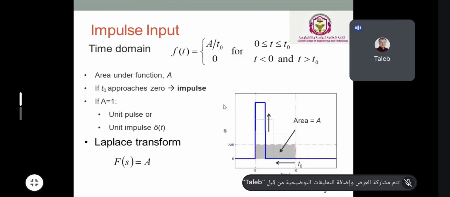Just A, a constant number, very easy. So in time domain, it's a delta, which is like an arrow shape, a very peaky pulse. But in Laplace transform, it is proved that the Laplace transform of this function is a constant number, just the area A.